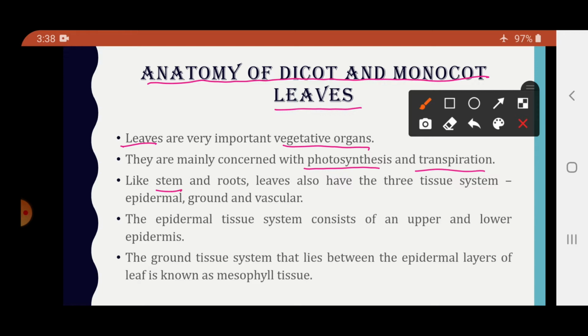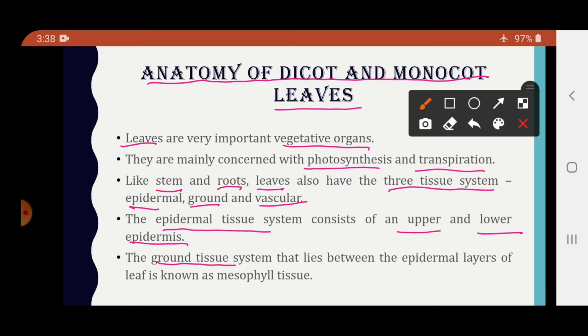Now, like stem and roots, the leaves also have three tissue systems: epidermal, ground and vascular. We know that there are three tissue systems: epidermal tissue system, ground tissue system and vascular tissue system. All these three tissue systems are present within the leaf also. The epidermal tissue system consists of upper and lower epidermis. We know that leaf is a flat organ. Being a flat organ, it consists of both upper and lower epidermis.